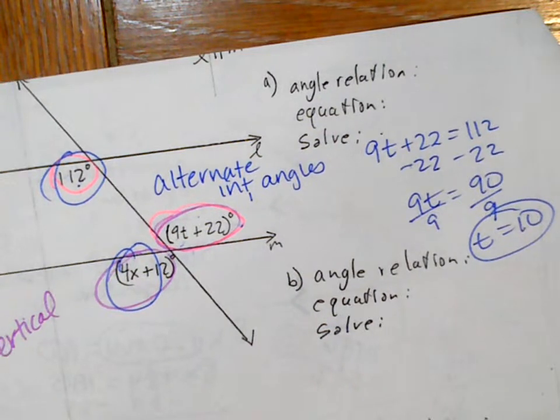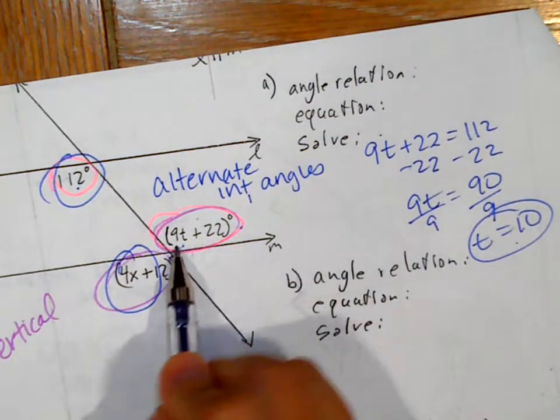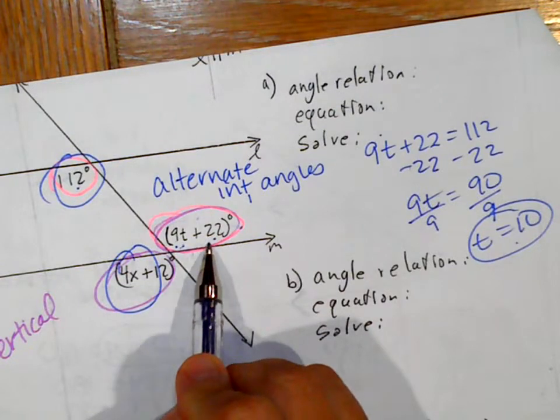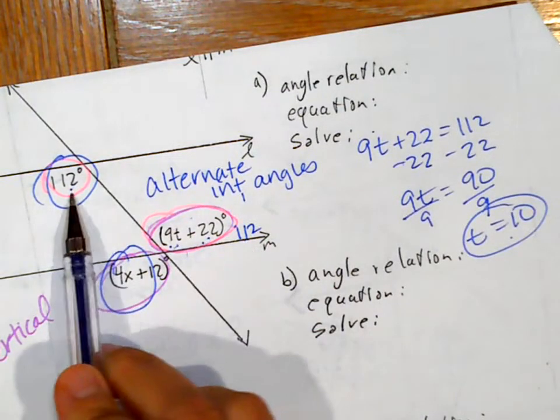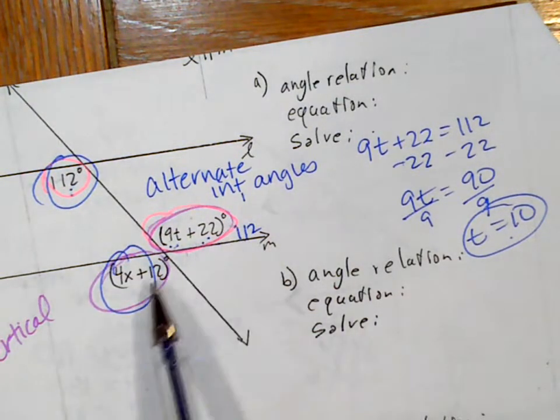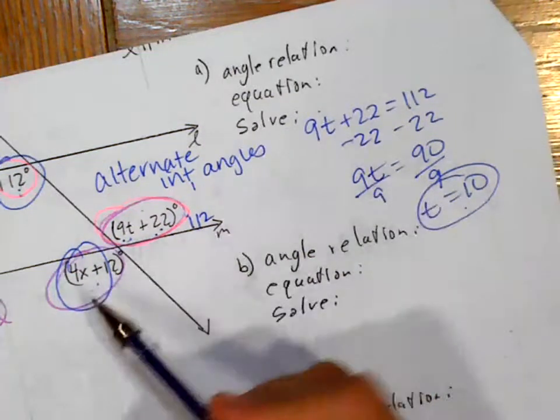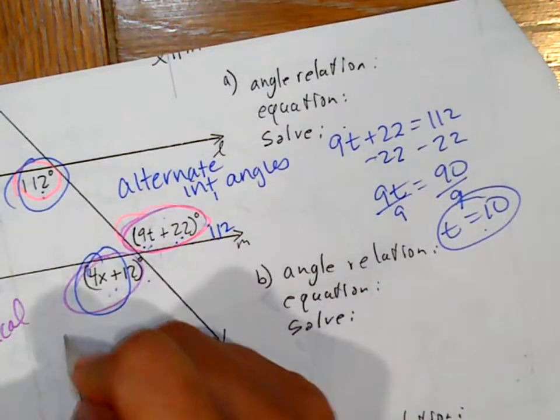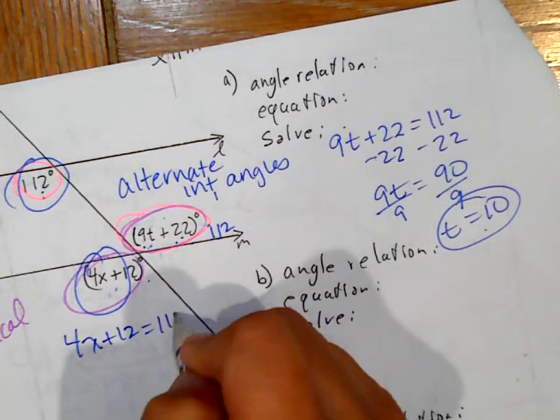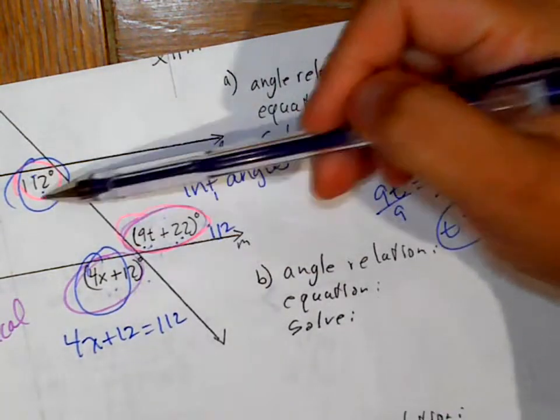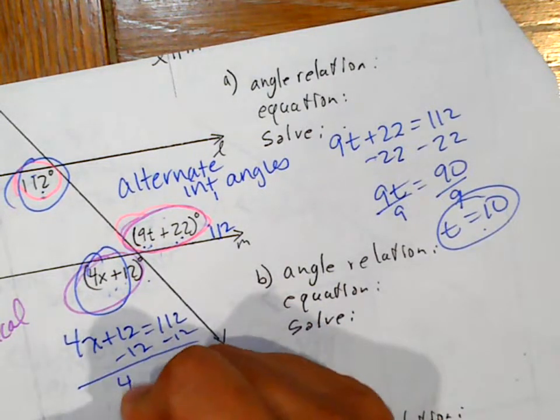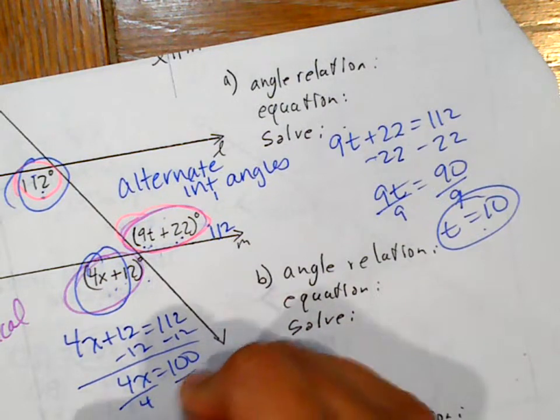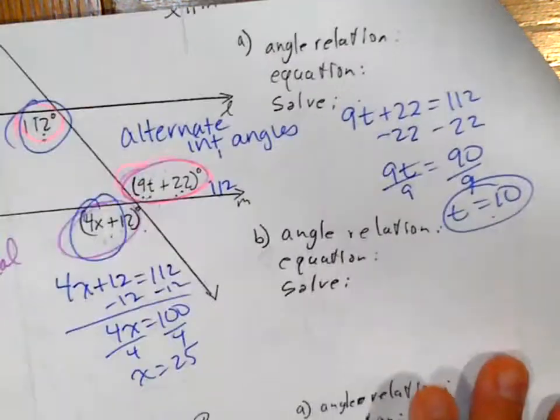So I know what t is. I'm going to plug it in. That gives me 90 plus 22 equals 112. This guy right here is 112. I already know that because they're alternate interior angles. I know that these guys right here are equal also. I don't even have to do it, I know that this is going to equal 112. So I get 4x plus 12 equals 112. And that's because they're vertical. Or I do it here because they're corresponding. Multiple choices. I get 4x is equal to 100. Divide both sides by 4. X is equal to 25.